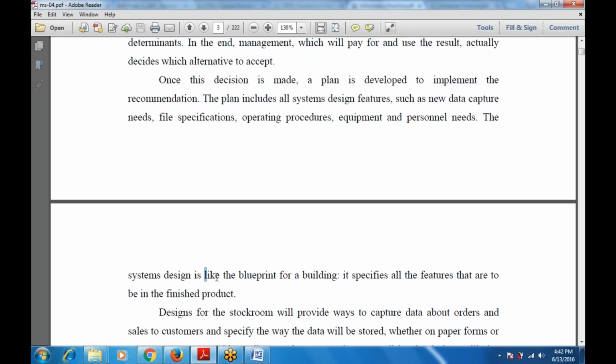And the system design is like the blueprint for a building. So whenever we are designing systems, we use the various design tools like DFDs, that is data flow diagrams, decision trees, or flow charts, that specify the features that are to be in the finished product.